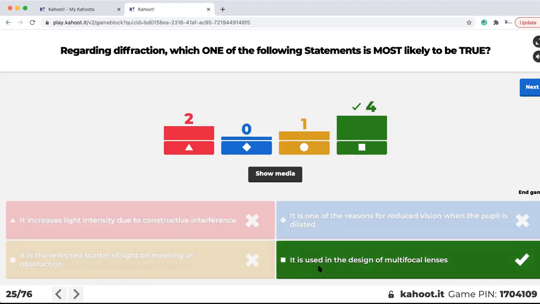It is used in the design of multifocal lenses. This is the correct answer. This is one of the two mechanisms for construction of multifocal lenses. They can be either diffractive or refractive, and this diffraction is what makes the IOL or the contact lens able to see for near, able to provide near vision.